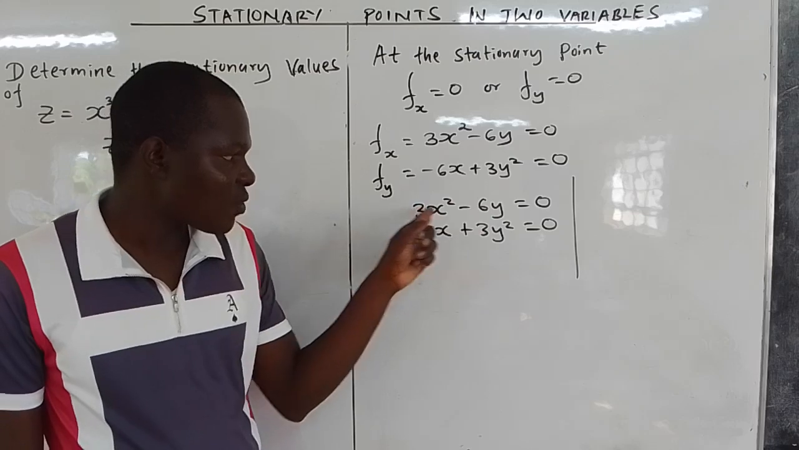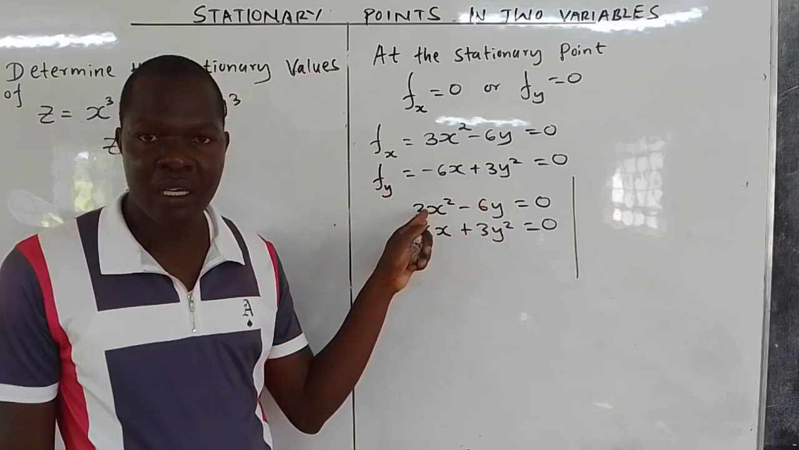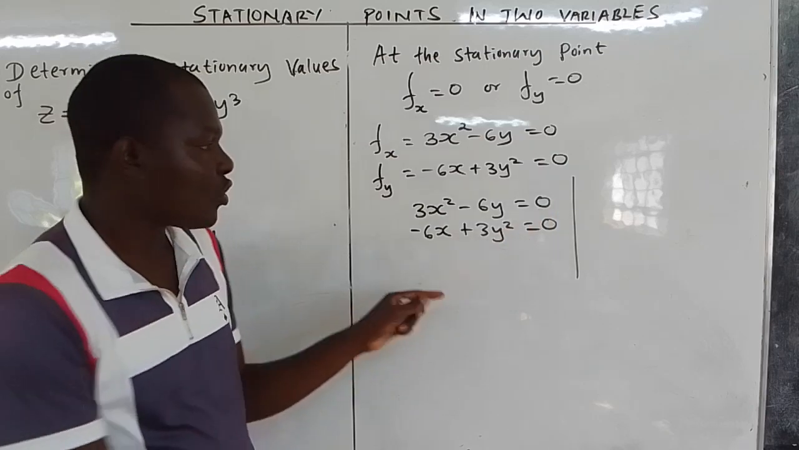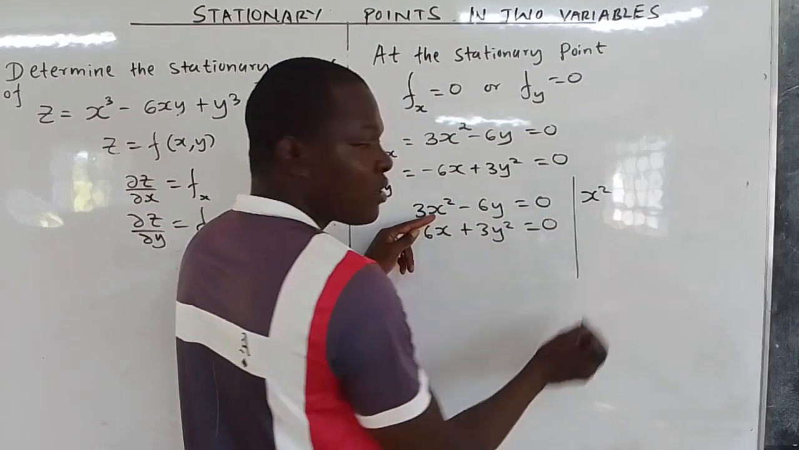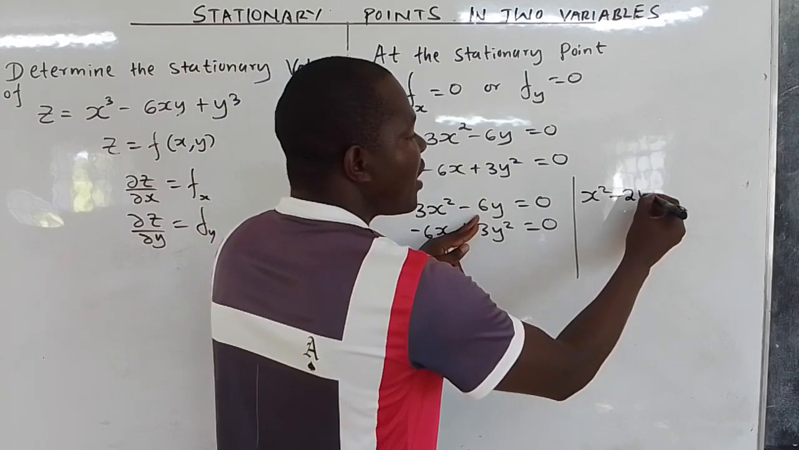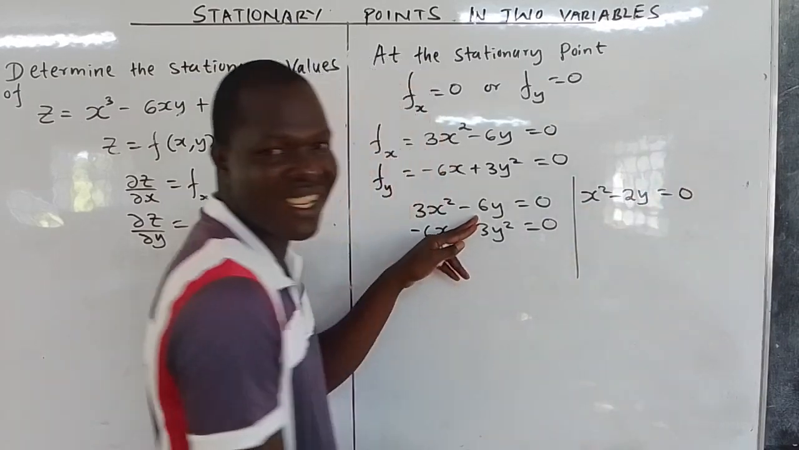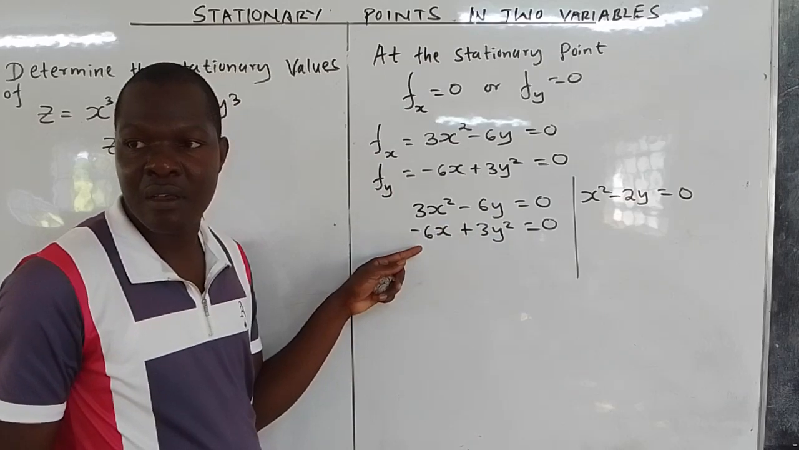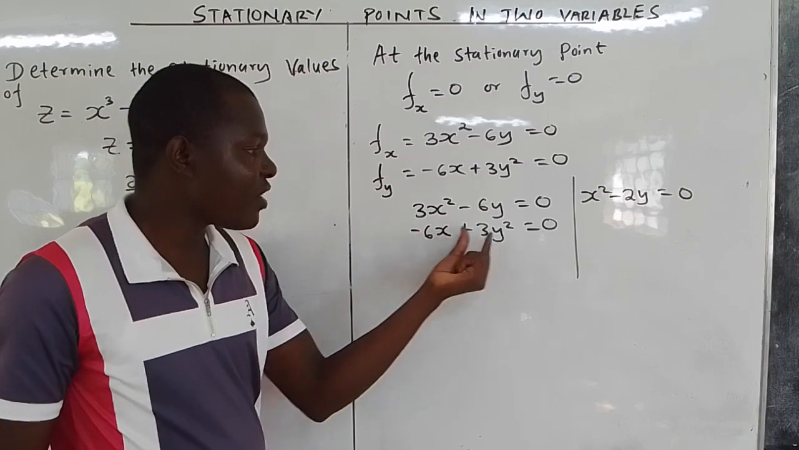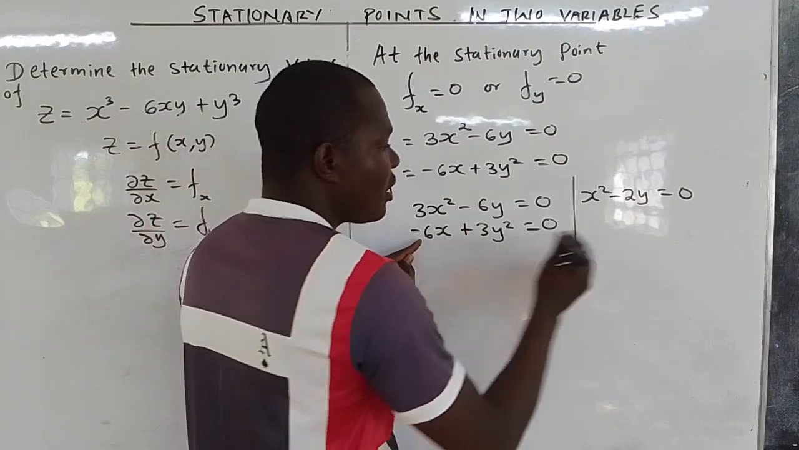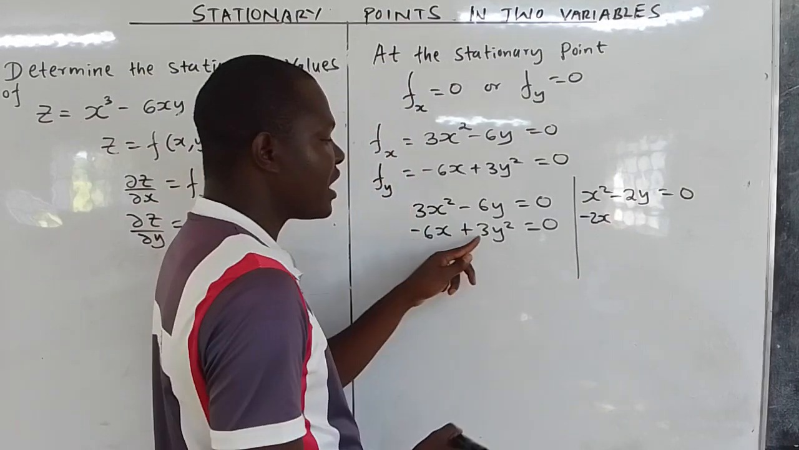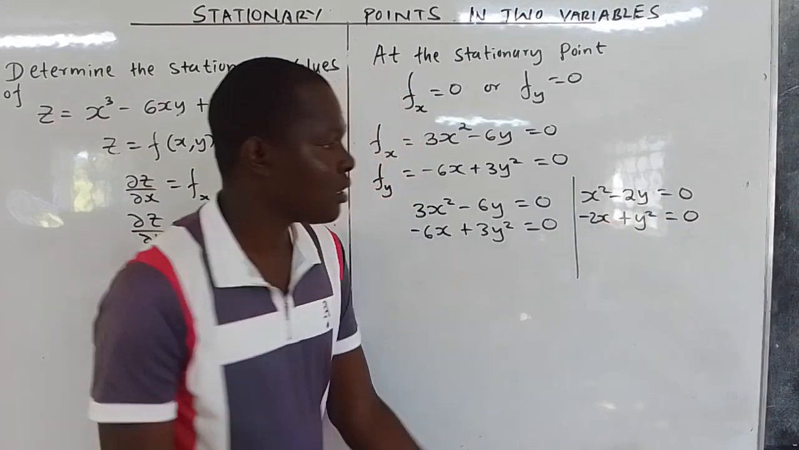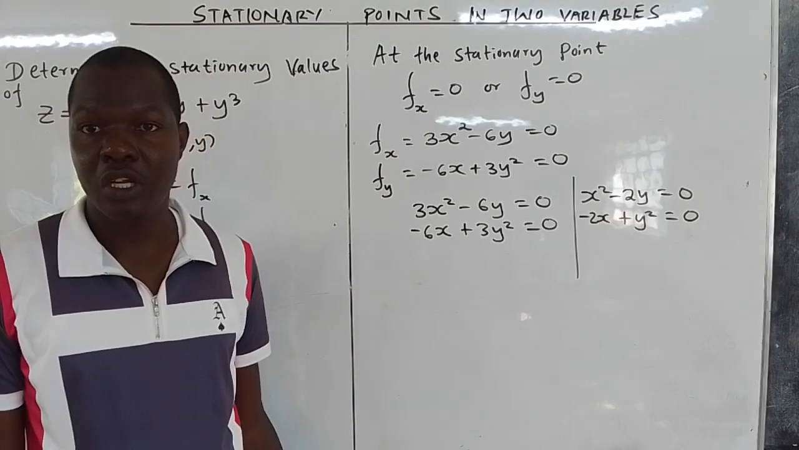Simplest form, look at this first one. See, 3 is a common factor here. So you divide all through by 3. Isn't it? So 3 divided by 3 and you remain with x squared. Negative 6 divided by 3, you remain with negative 2y. 0 divided by 3, you remain with 0, isn't it? And simplify this second one. See, 3 is a common factor. Isn't it? I divide everything by 3. This one divided by 3, you get negative 2x plus y squared, and 0 divided by 3 is 0, isn't it?